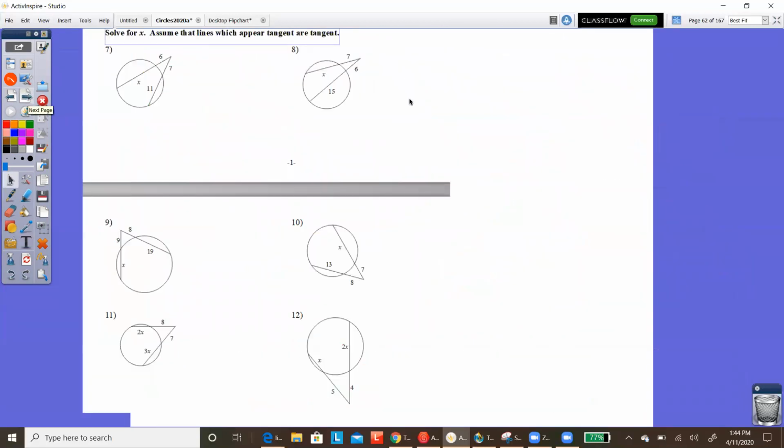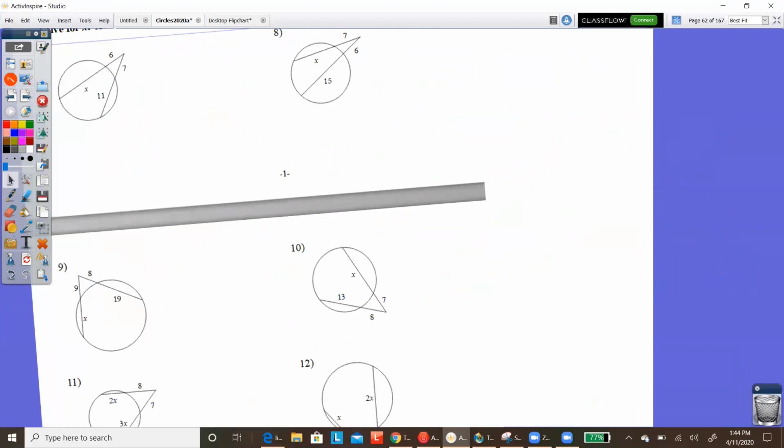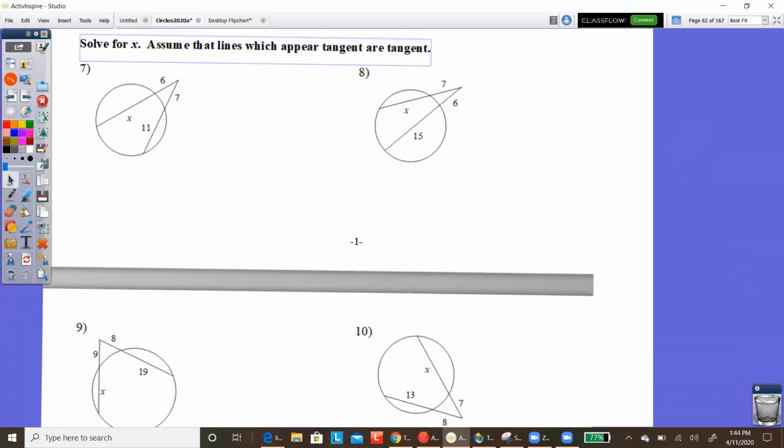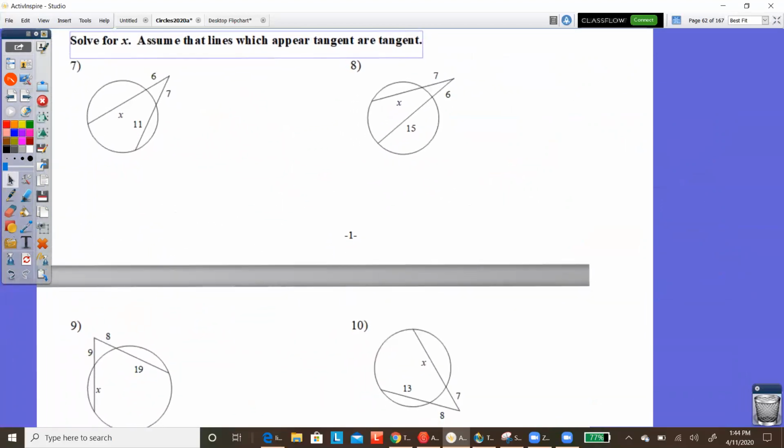Okay, so let's do some examples. Remember what I said, it's the whole thing times the outside piece equals the whole thing times the outside piece. That's what we're going to do. So I'm going to do some examples with you. I'm going to write this down to remind you also, okay? Let's do the whole thing times the outside piece equals the whole thing times the outside piece.